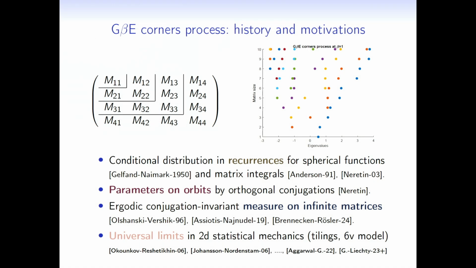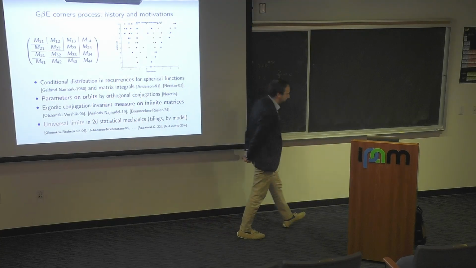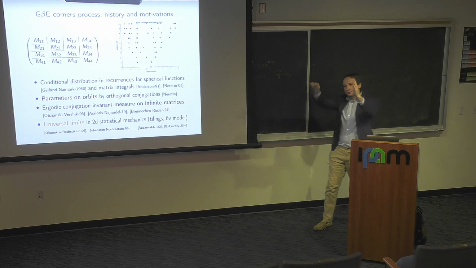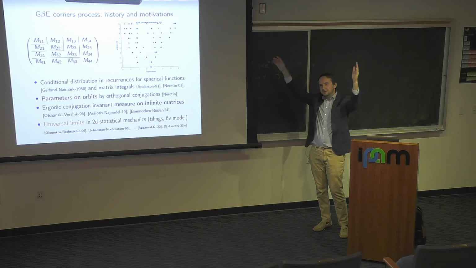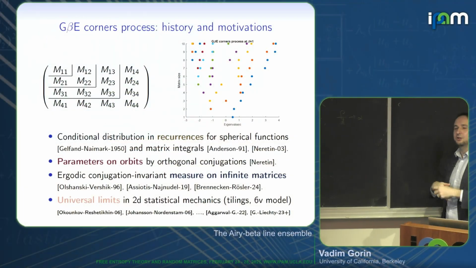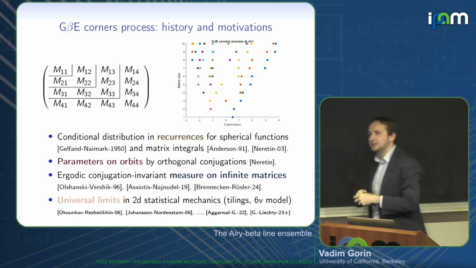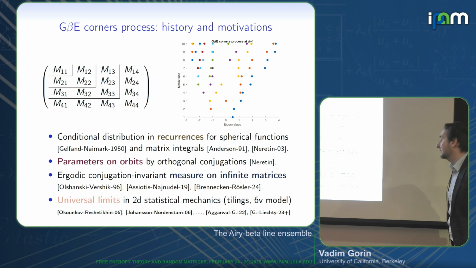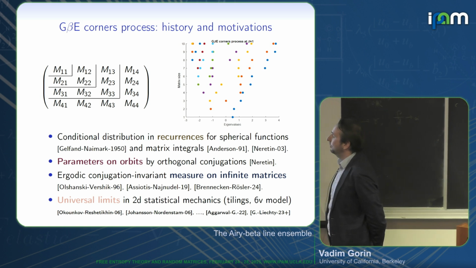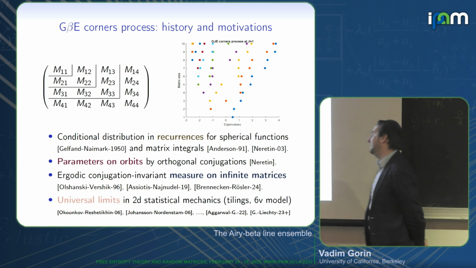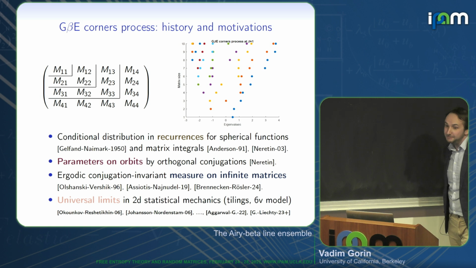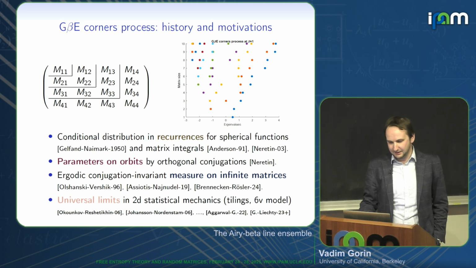This Gaussian corners process actually also appears as an answer in an interesting classification problem from ergodic theory. When you try to classify all measures on infinite Hermitian matrices which are invariant under conjugation by infinite unitary matrices, the answer turns out to be these Gaussian beta ensembles, the Gaussian beta corners process. And these corners processes also appear as limits of models of two-dimensional statistical mechanics, such as tilings and the six-vertex model. So people saw them in various areas of mathematics.